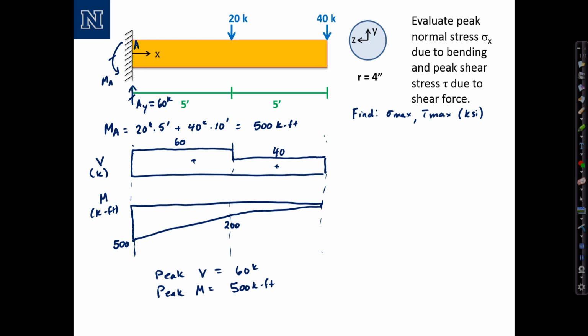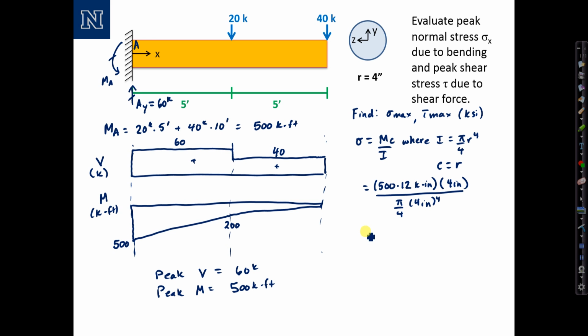Now we're ready to compute the stresses. Sigma max, we'll use the formula sigma equals Mc over I, where I for a circle is pi over 4 r to the fourth if we're given dimensions in terms of radius, and c is equal to r. So we'll go ahead and put everything together. The moment, 500 times a factor of 12 to convert it to kip inches. Then the c value equal to 4 inches. Divide by pi over 4 times 4 inches to the fourth.